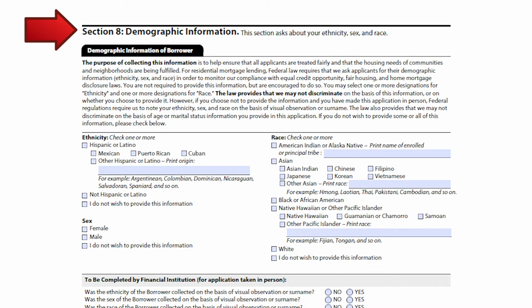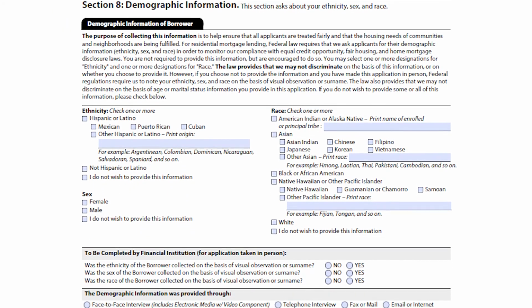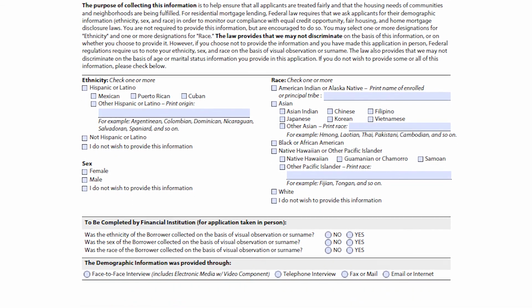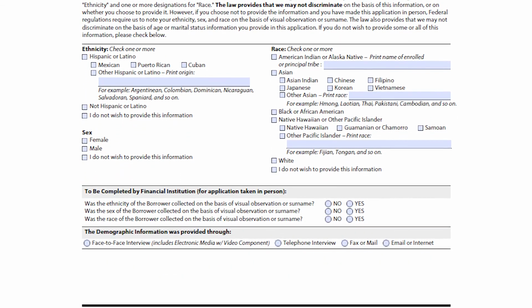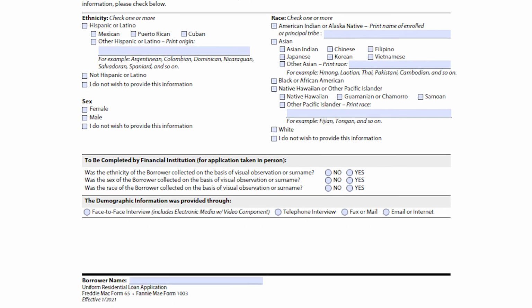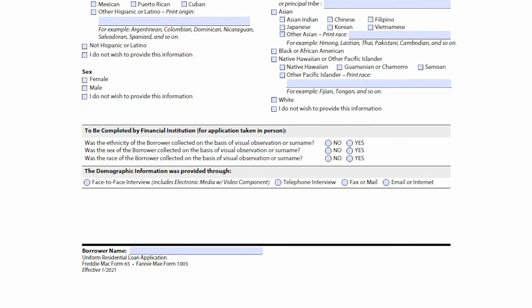Section 8, Demographic Information. This section asks about the borrower's ethnicity, sex, and race. Remember, as a loan originator, if the borrower refuses to answer these questions, you must make your best guess off of visual observation and the surname of the borrower.